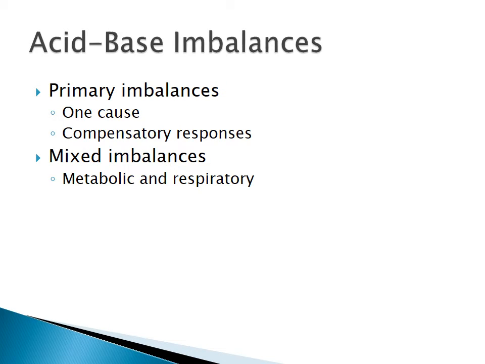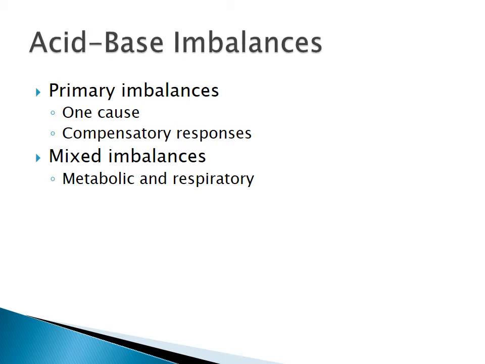Today we are going to look at what we call primary imbalances. That's where there's only one cause, and we're going to look at it without any compensation. One cause would be where, such as, respiratory failure causes respiratory acidosis, or renal failure causes metabolic acidosis.